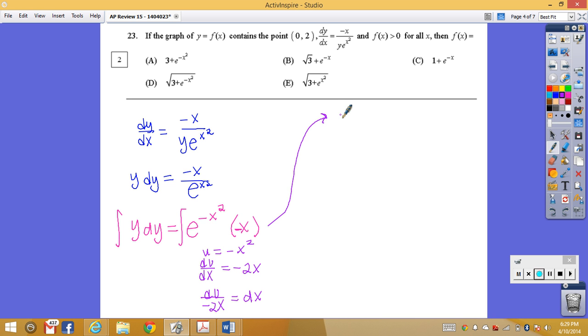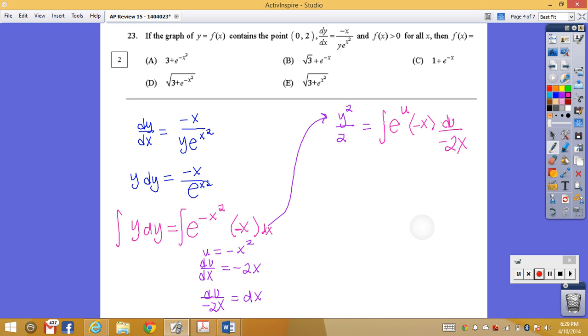So let's come over here. I'm actually going to integrate the left side because that's easy to do. Y squared over 2 equals, and the right side, I'm going to rewrite the integral. So the pink integral would be rewritten as e to the u times negative x times dx. Oopsie, I forgot my dx right there. There it is. Dx, which would be du over negative 2x.